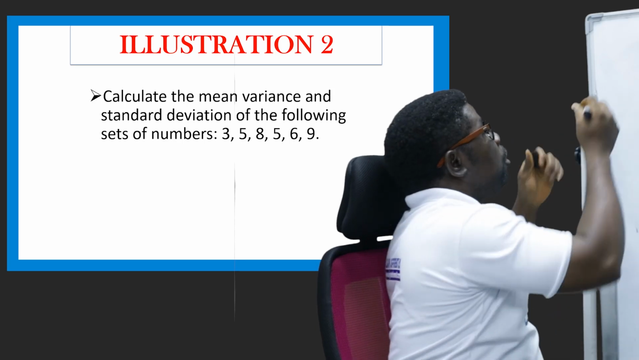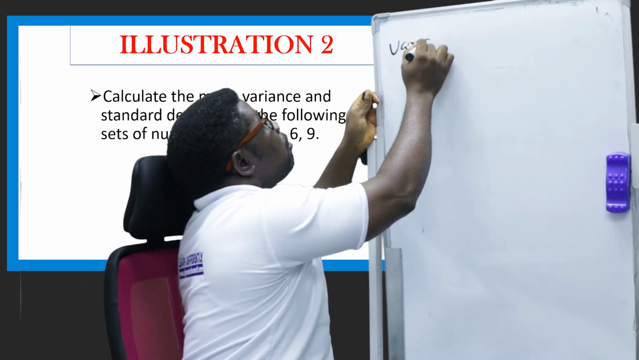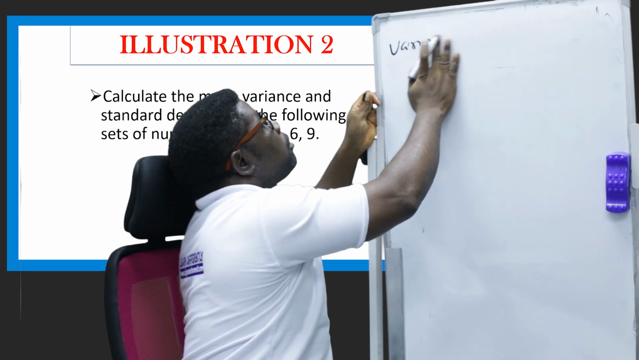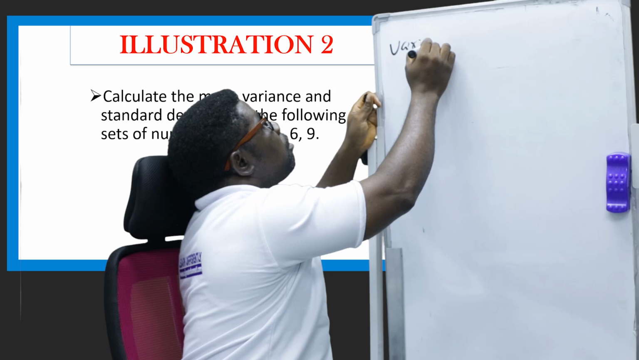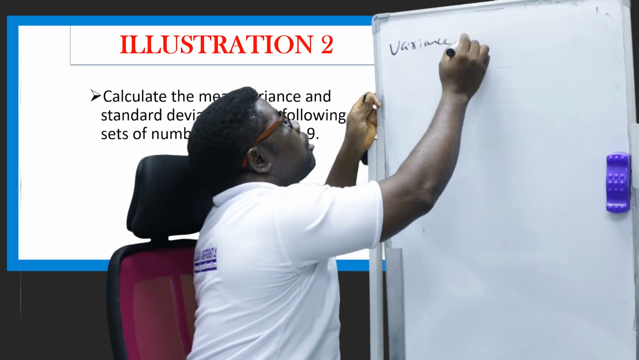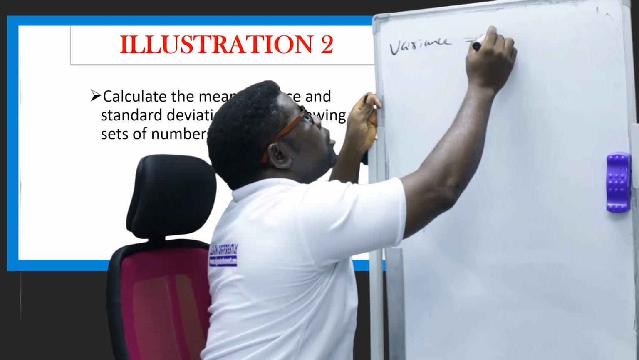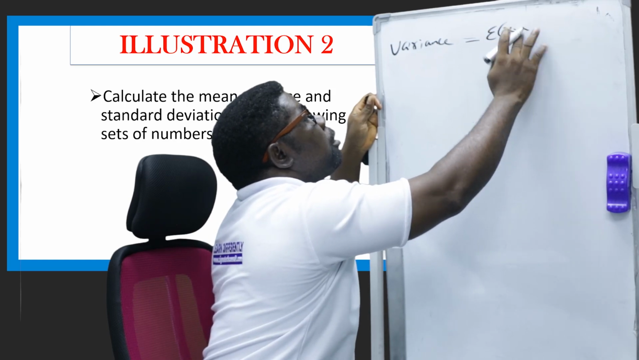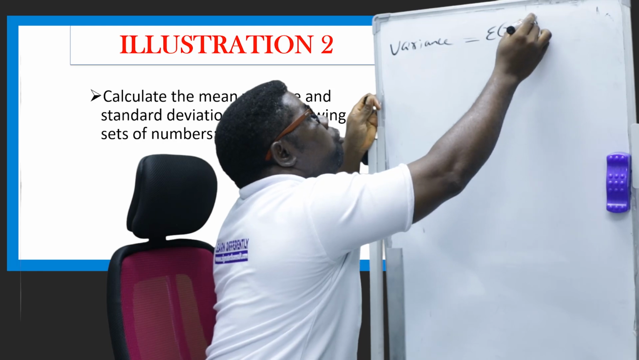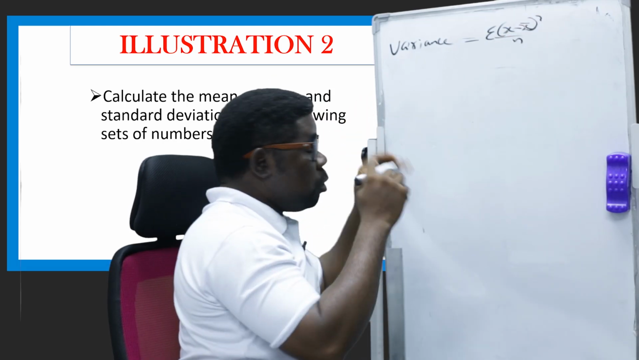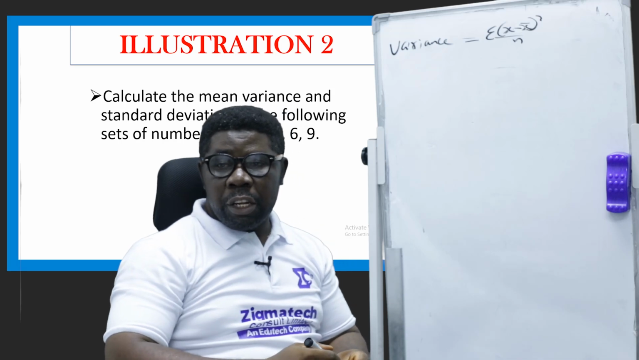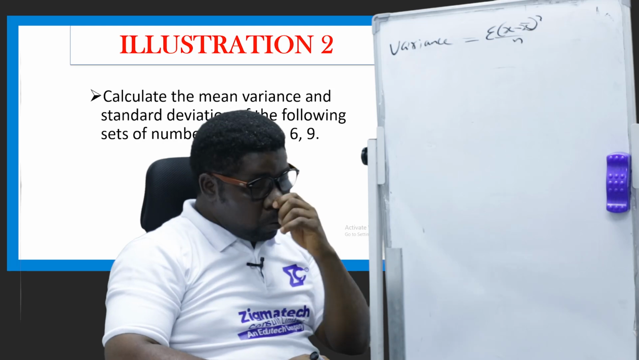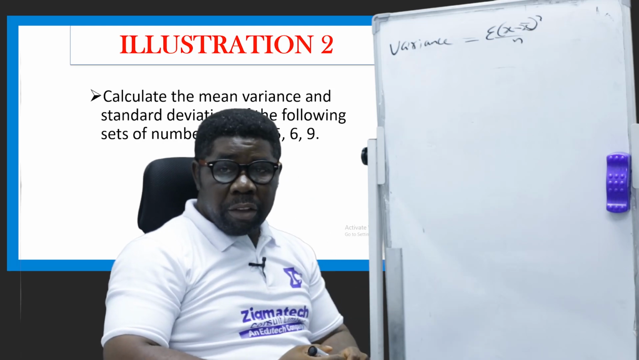What do we do? The variance for ungrouped data will be the summation of (x minus x bar) squared over n. So here we have 3, 5, 8, 5, 6, 9 as our observations, and we should calculate the variance and standard deviation.